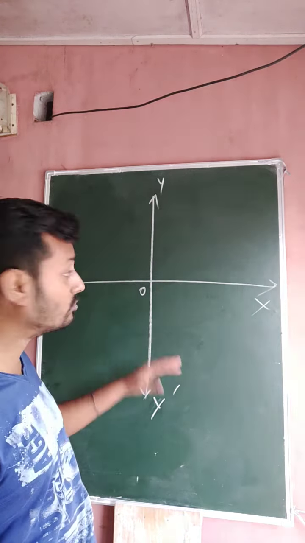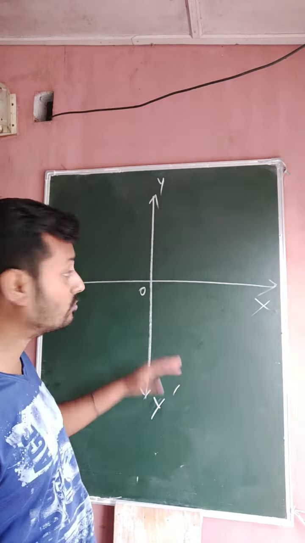The next thing: the x-axis and y-axis both intersect at a point, a common point of both the axes, and this point is known as the origin, denoted by the capital letter O. Suppose this one is the plane. The x-axis and y-axis divide that plane into 4 equal parts, and the parts are known as quadrants.